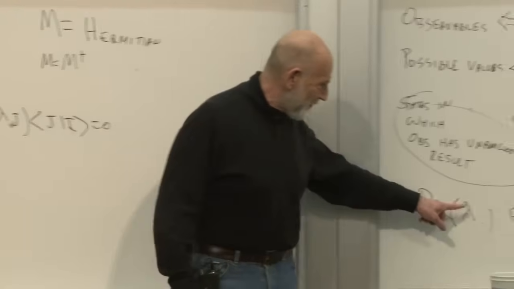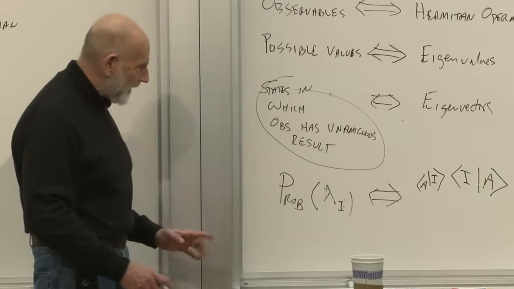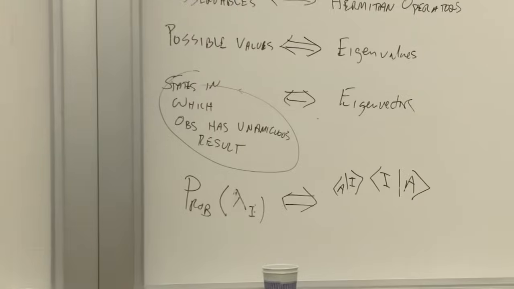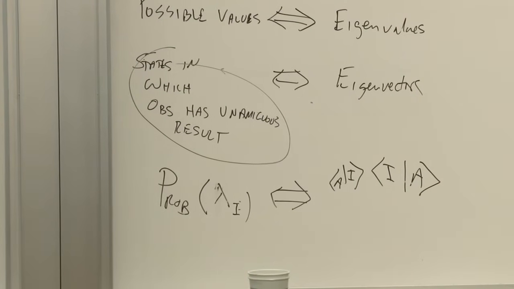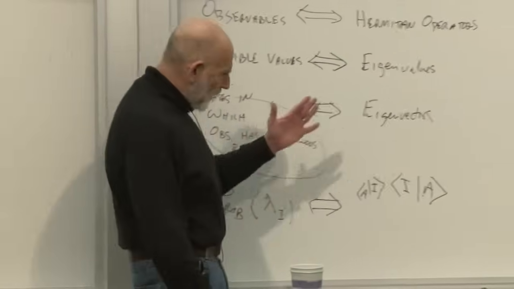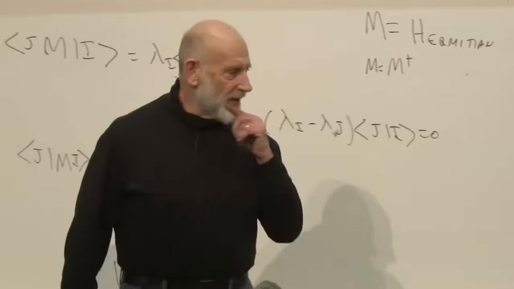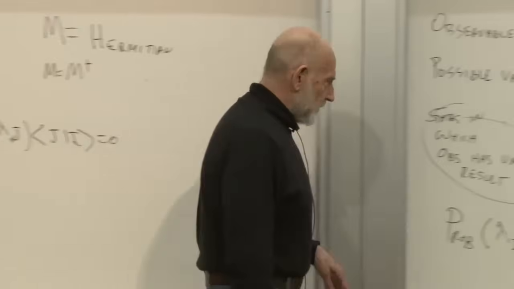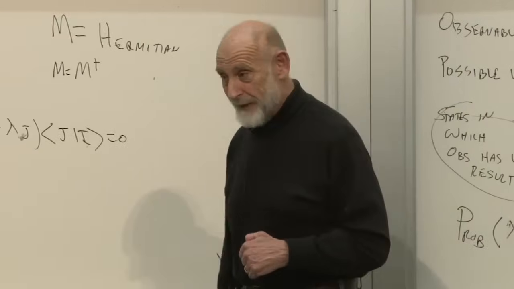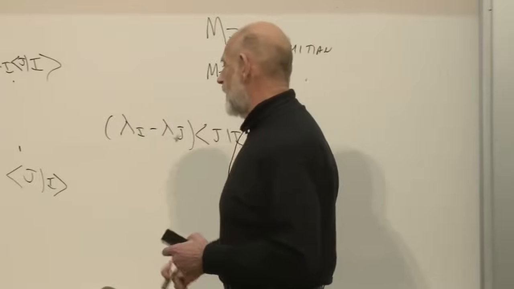This reads, the probability of measuring lambda I is the square of the inner product of A with I. If you like, it's the projection of A onto the I direction, or the component of A in the I direction. Now, there's an implication here about the nature of state vectors coming from the assumption that total probabilities are equal to 1. They have to be normalized. Let's work that out.